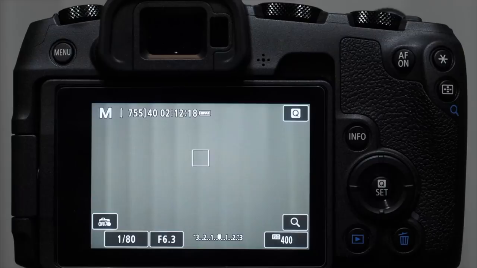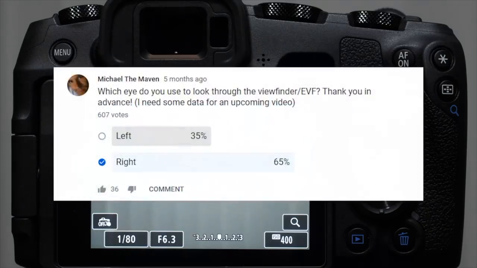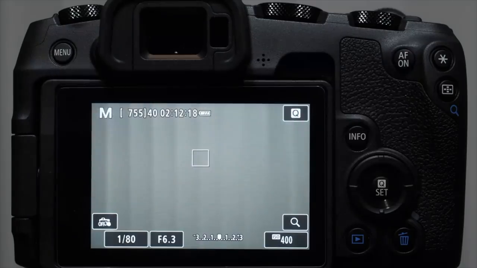Canon, if you continue to make your mirrorless cameras with this design, you run the risk of potentially alienating up to 1/3 of your customers. I like to do polls on my YouTube channel. 566 people responded, 200 of which were left-eyed dominant shooters.